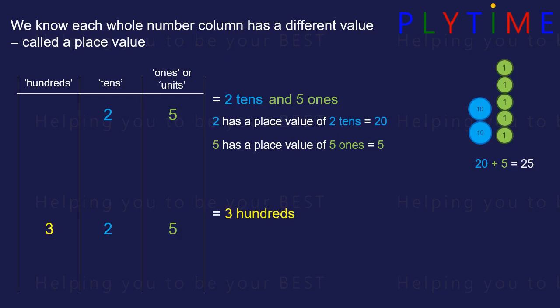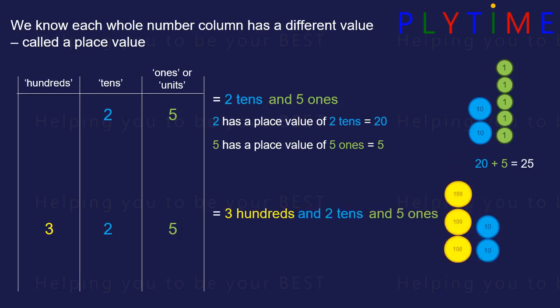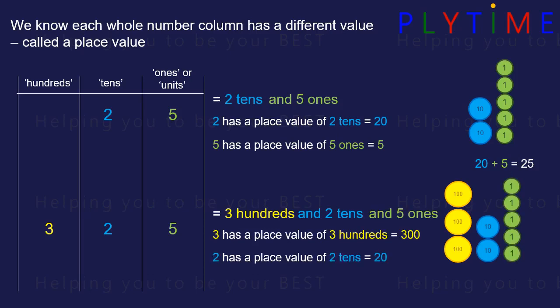325 is the same as 3 hundreds, 2 tens and 5 ones. 3 has a place value of 3 hundreds or 300. 2 has a place value of 2 tens or 20. And 5 has a place value of 5 ones or 5. If we add them together, 300 plus 20 plus 5 is 325.